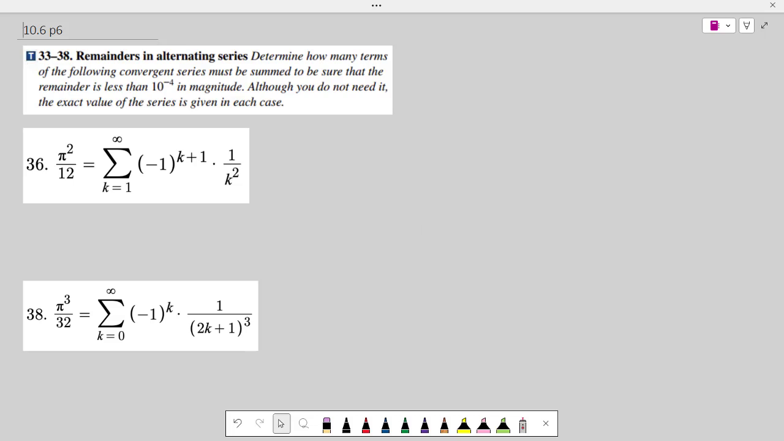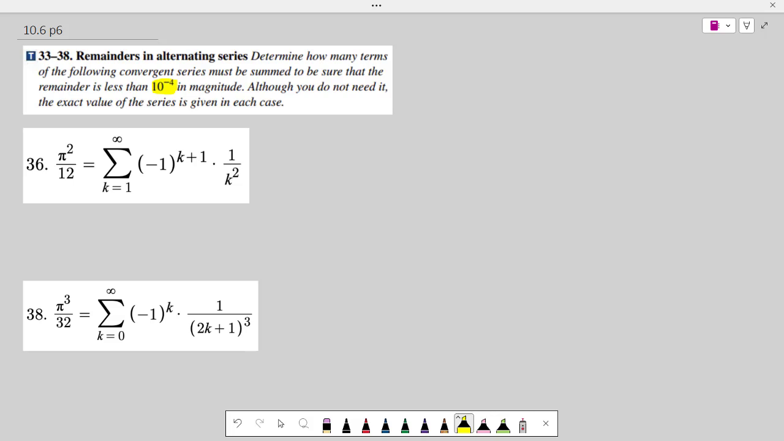Same concept here. So we want to be within 10 to the negative 4. We want the remainder to be less than 10 to the negative 4. That essentially is saying we want the tail associated with our partial sum to have a value less than 10 to the negative 4.